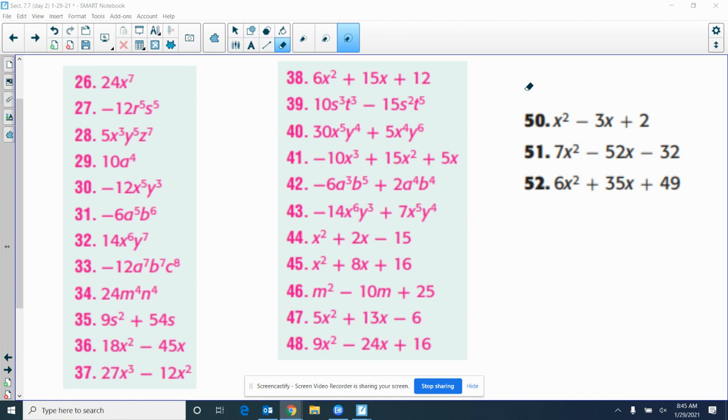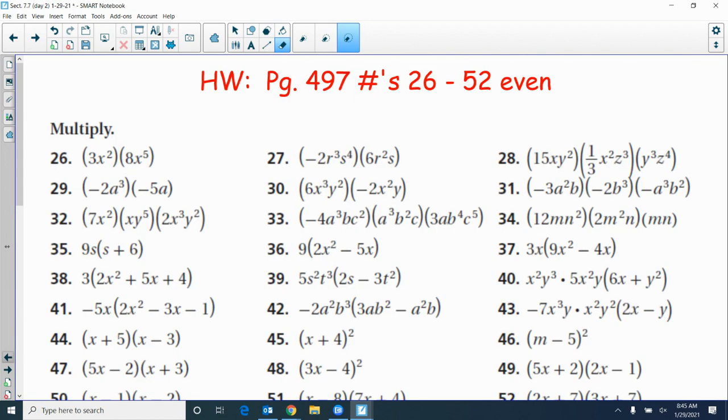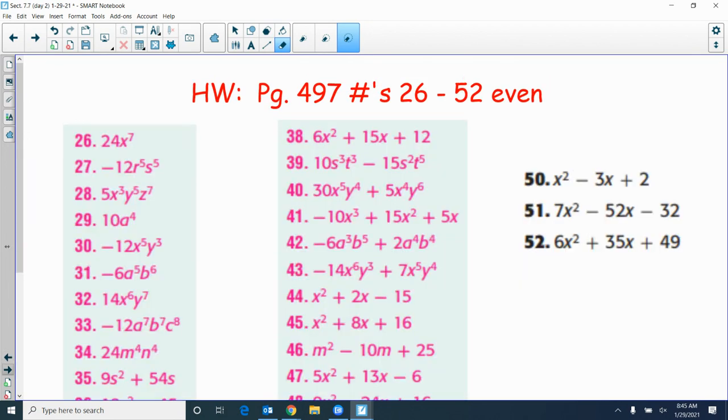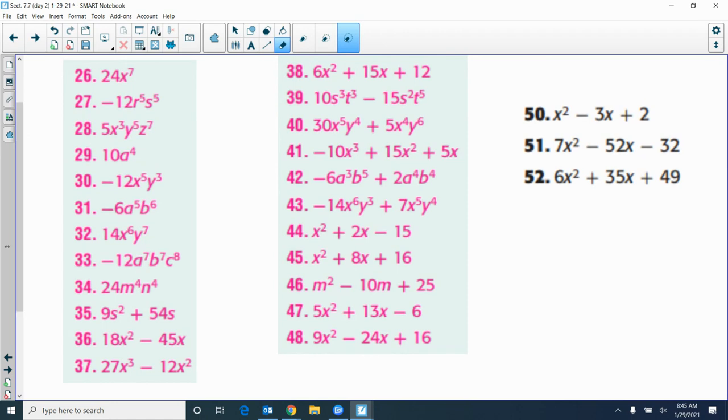All right, here's the answers to the homework. Let's see here. Now, I know you didn't have to do all of them. You had to do what? The evens, 26 through 52 even on here.